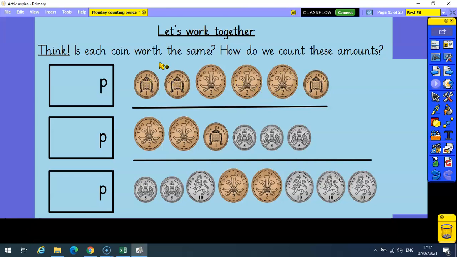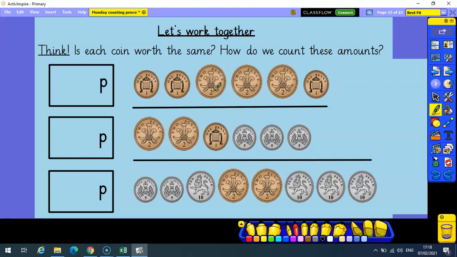That's right, I've got some 1 pennies and I've got some 2 pences. So which ones do I count first? I count the largest coins first, the coins with the largest value first, and I group them into coins that are worth the same. Let's have a look here.